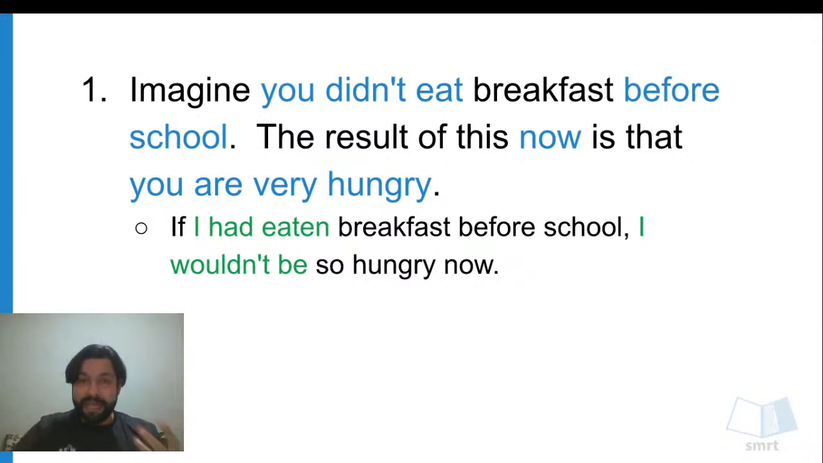And then you can make an if and mix. If I had eaten breakfast before school, I wouldn't be so hungry now. And think that the logic is pretty much okay, because we would say the same thing in Portuguese. Se eu tivesse tomado café da manhã antes de ir para a escola, eu não estaria tão faminto agora. Se eu tivesse tomado, não tomei, eu não estaria com fome agora. Estou. So we are contrasting a past situation and the present result.